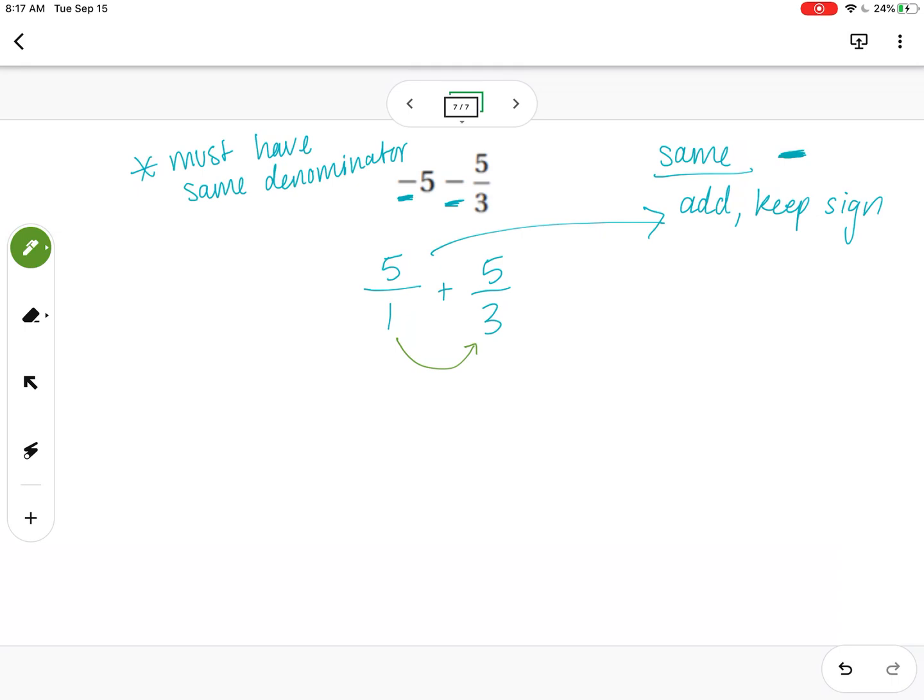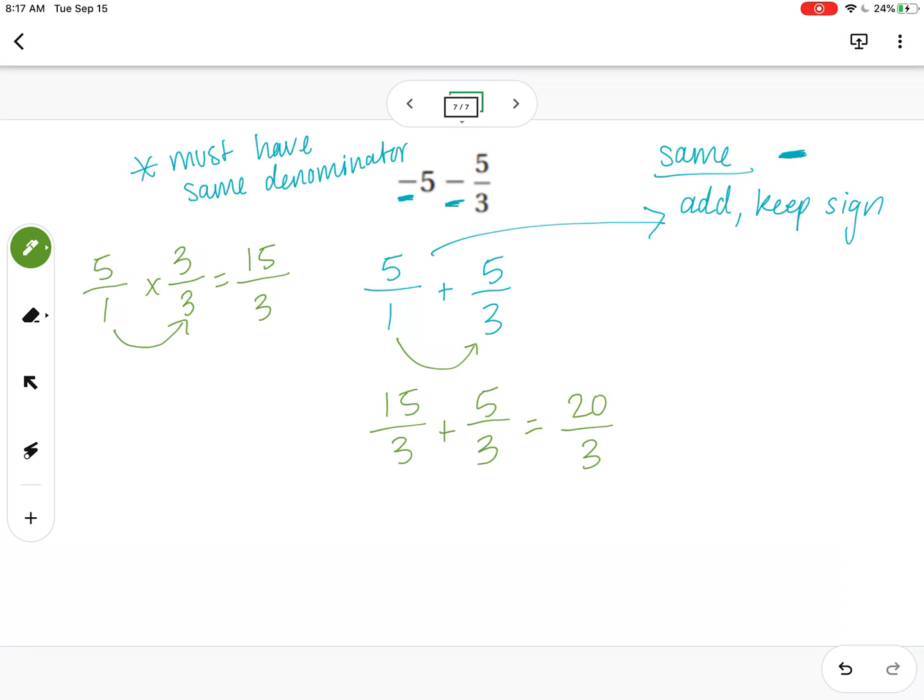So we think to ourselves, is the smaller number a factor of the bigger number? Of course, 1's a factor of everything. So we can just go ahead and multiply by something to get to 3 in the denominator. So 1 times what is going to give us 3? Of course, 1 times anything is just that same number. So that's why we're going to multiply this by 3 over 3. 5 times 3 is 15. 3 times 1 is 3. So we're going to bring this over to add. So 15 over 3 plus 5 over 3. And we can just add straight across now. So we get 20 over 3.